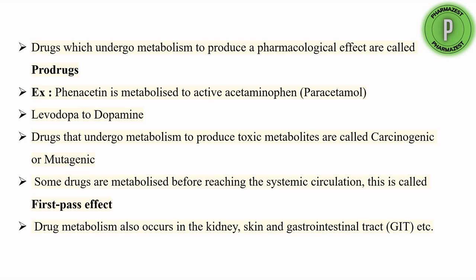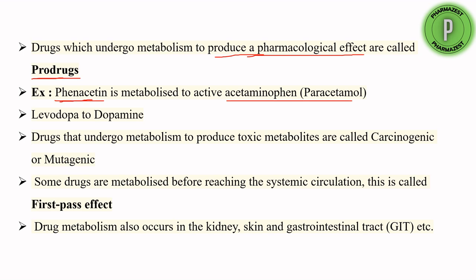The drugs which undergo metabolism to produce a pharmacological effect are called prodrugs. If the drug metabolism brings about an active molecule, this active molecule will have a pharmacological effect. That is known as a prodrug. For example, phenacetin is metabolized into paracetamol, acetaminophen.